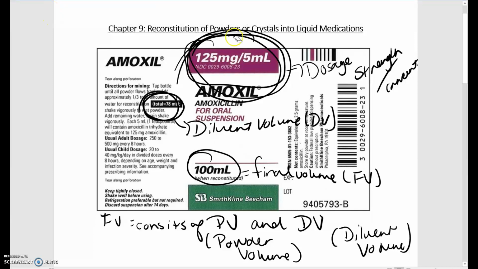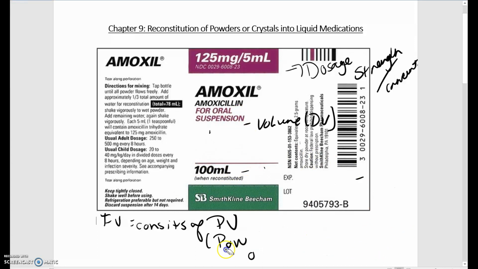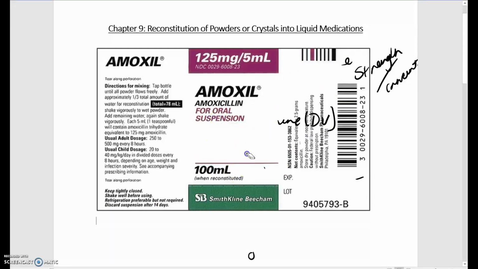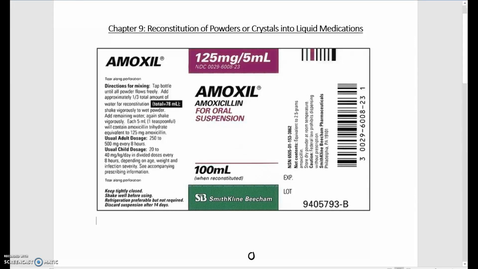Now, I've written all over this label, but I'm going to start erasing some things because there are other components you should be able to identify. So far we've identified the dosage strength, which in this case is 125 milligrams per 5 milliliter. You should be able to identify the final volume, in this case 100 milliliters. But remember, the final volume consists of two components: the diluent volume and the powder volume. You should also be able to identify the diluent volume, in this case 78 milliliters.